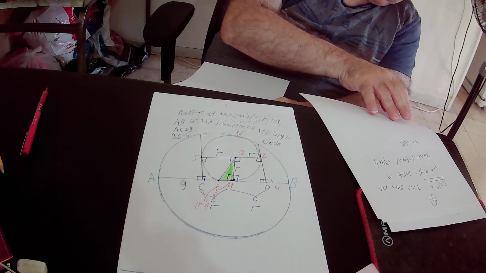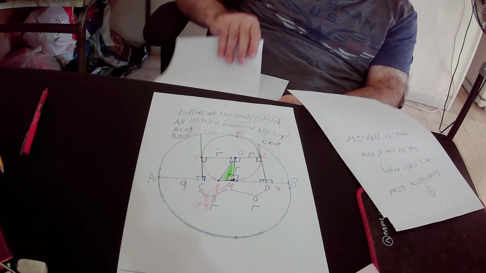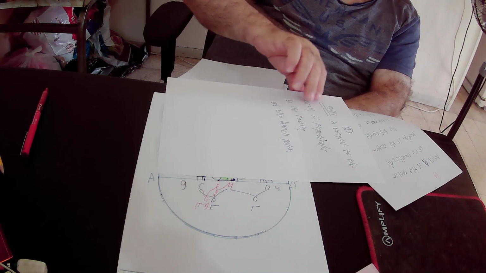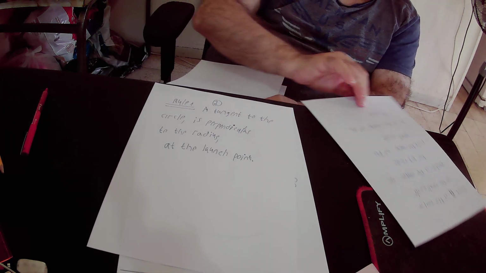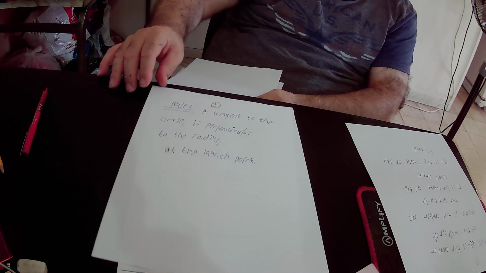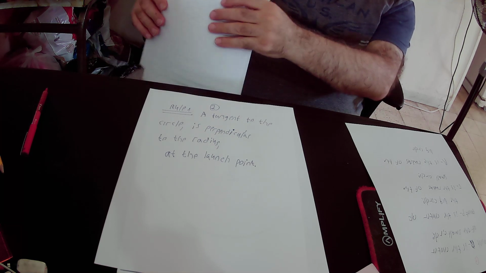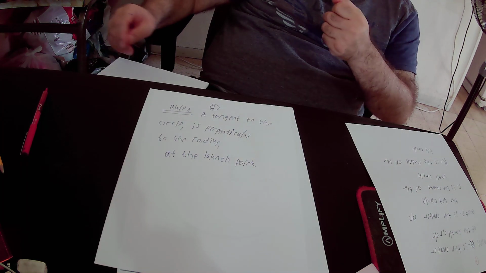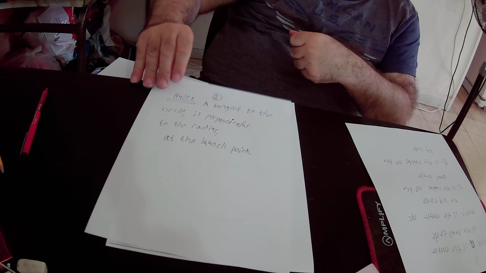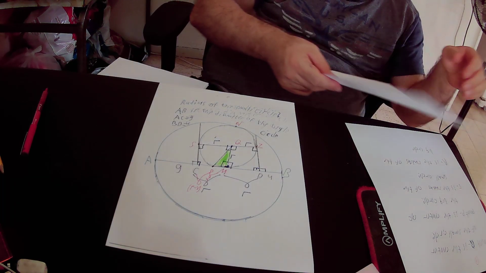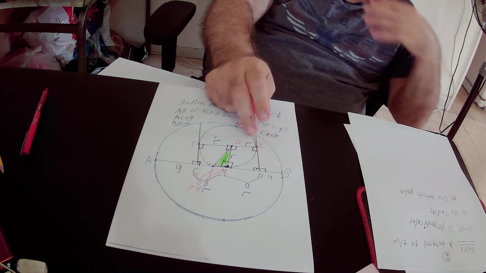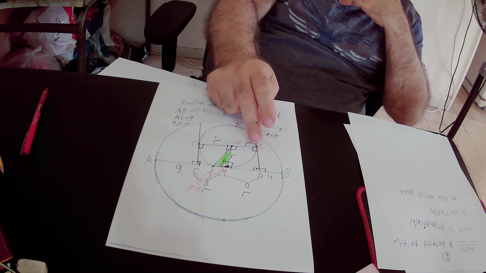According to rule number 1, a tangent to the circle is perpendicular to the radius at the launch point. So whenever you draw a radius to the launch point, that radius will be perpendicular to the tangent. That is to say, this is a right angle.